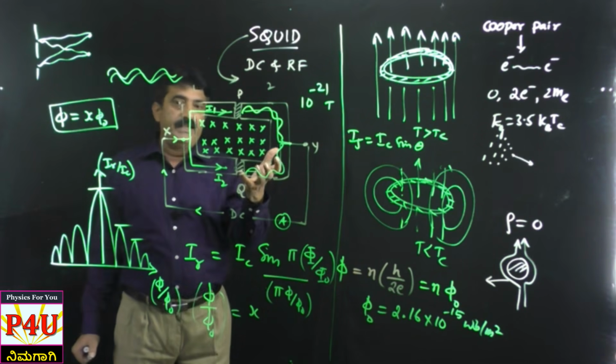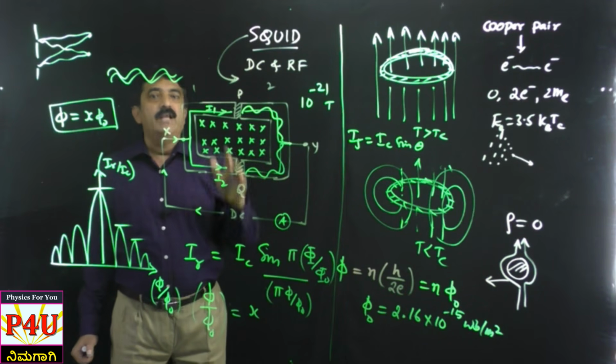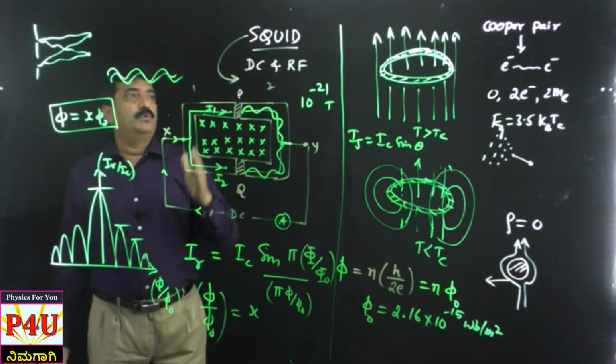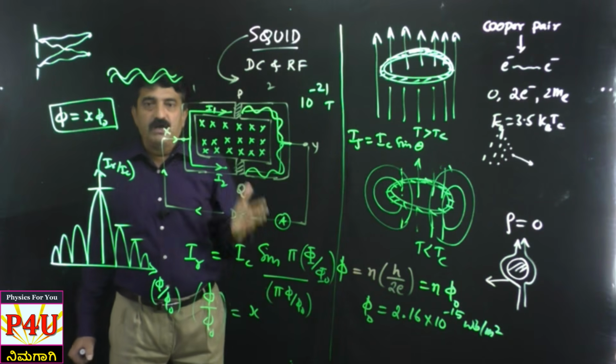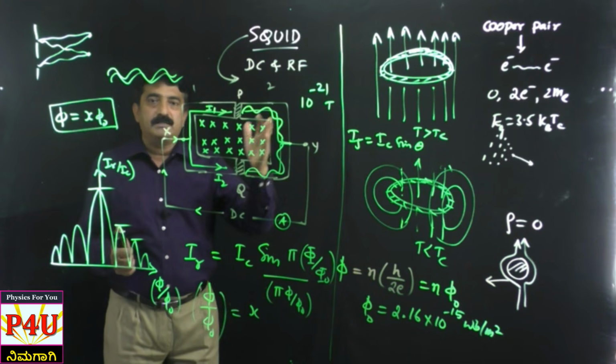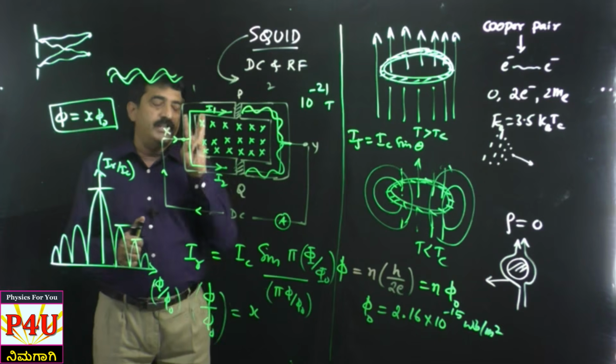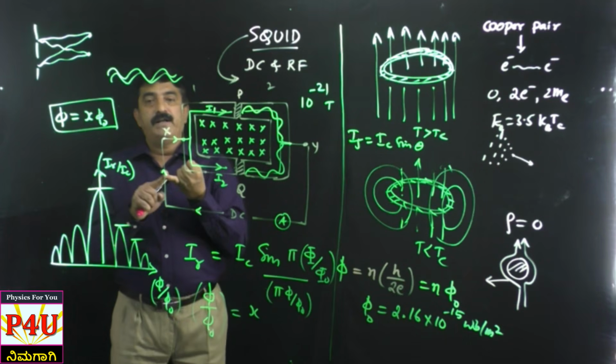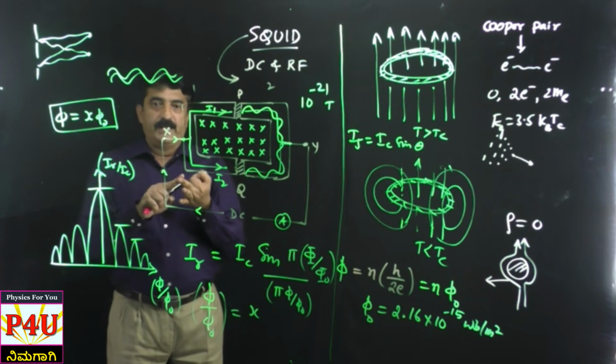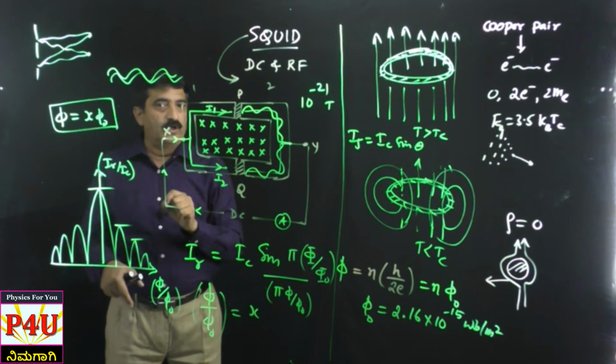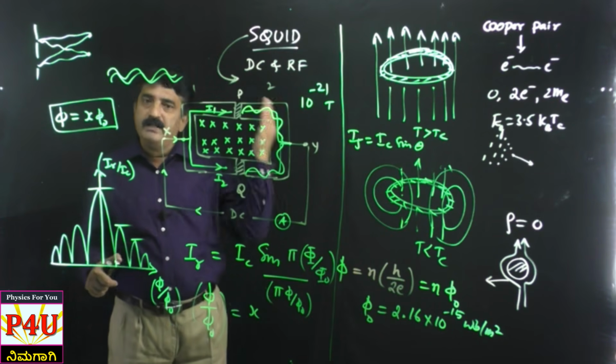So SQUID I explained in detail. DC SQUID I explained. In my next video I will come back to you with the RF SQUID, working of RF SQUID, and then superconductors in qubit designing. There are 3 qubits, namely charge qubit, flux qubit, phase qubit. In fact, this is nothing but phase qubit only. I will once again repeat it in the next video.